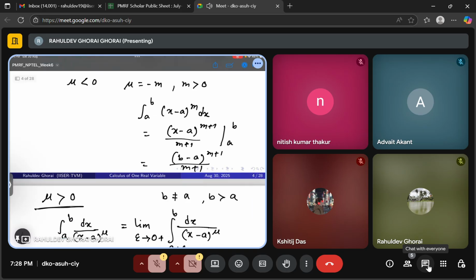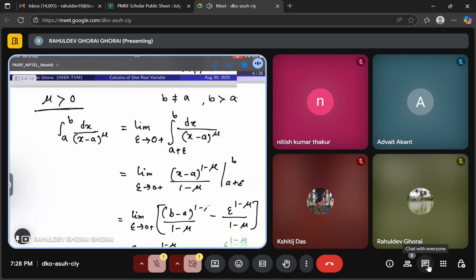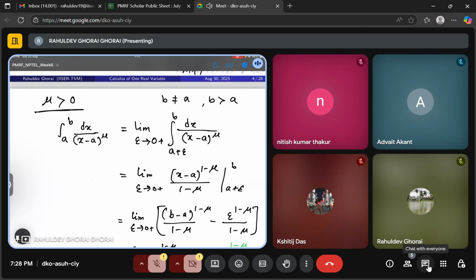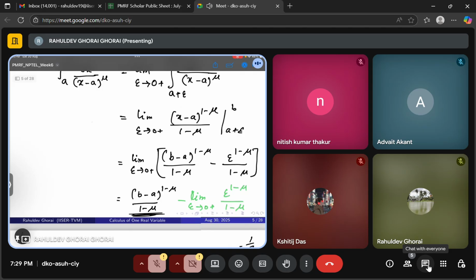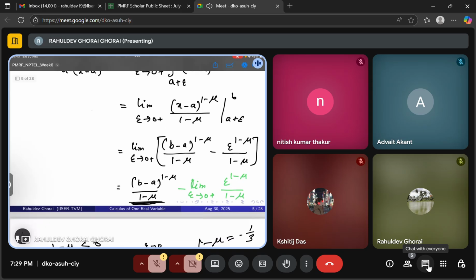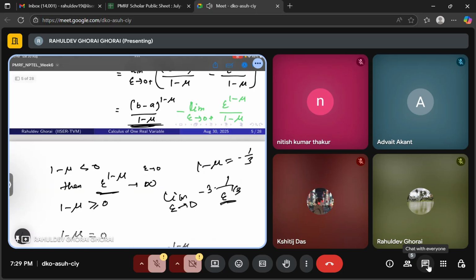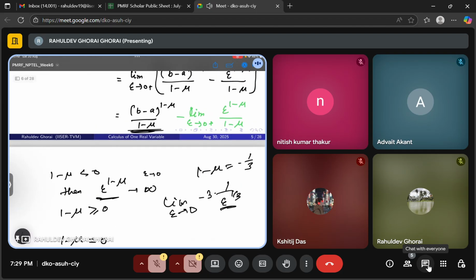But when mu is strictly greater than 0, you will see the problem arises, because this 1 over (x minus a) to the power mu will have an infinite discontinuity at x equal to a. So you need to exclude a, and you have to take the limit of definite integrals, or proper integrals. And then you have this limit as epsilon tends to 0 plus. You will see only this term, written in green color, matters.